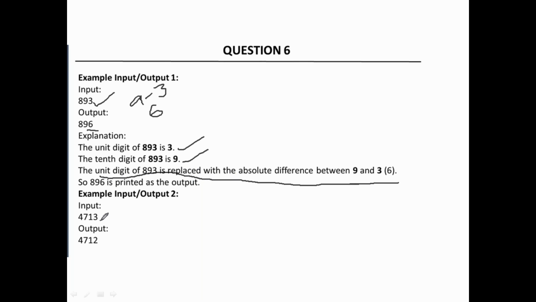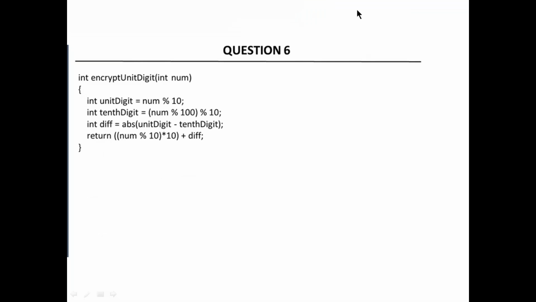And observe the next input more. 3 minus 1, what do you get? 2. So this units place is replaced with the difference here. I hope each and everyone understood this one. It's good. Observe the code now.